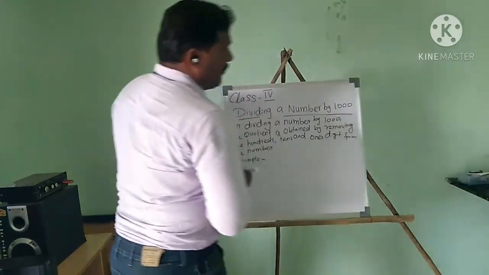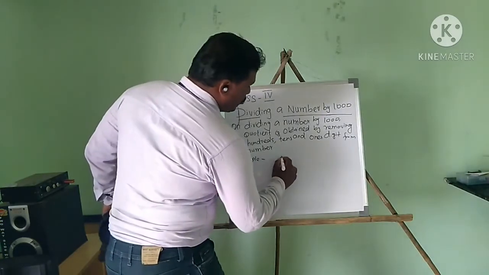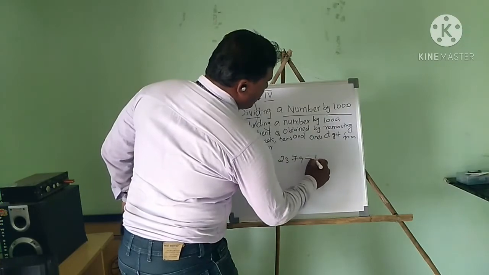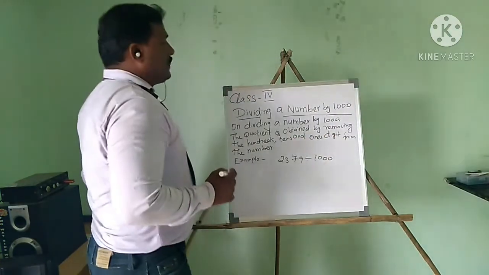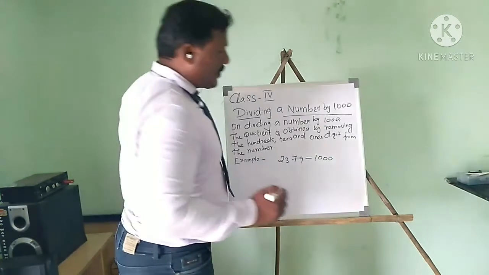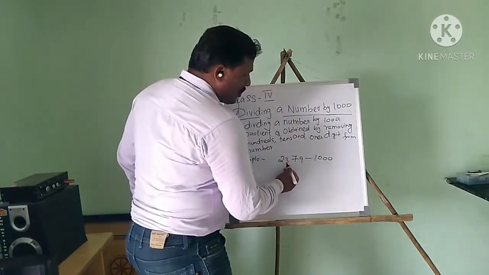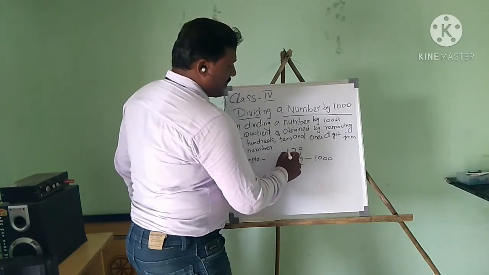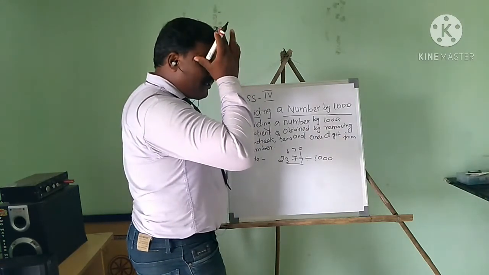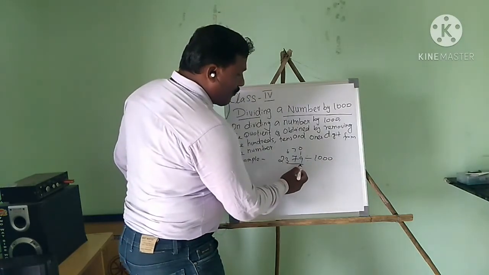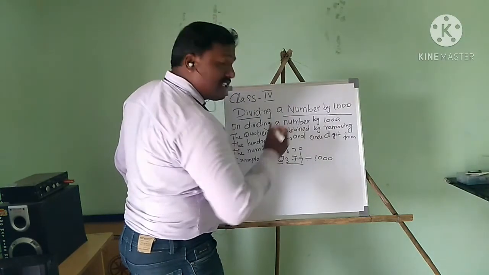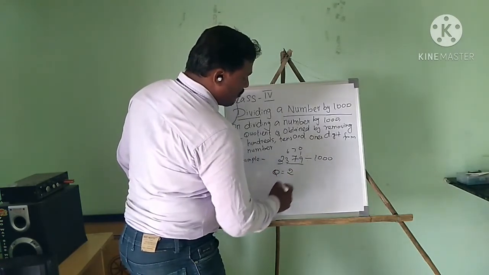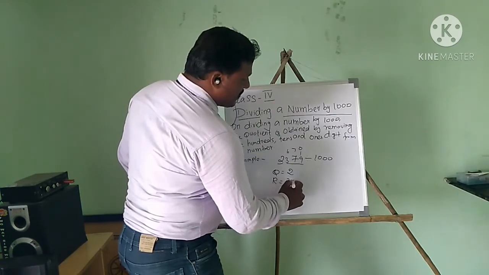Okay, I will take some number, 2379. When you divide by 1000, how do we find the quotient and remainder? As per the rule, you have to remove the last three digits. It's the ones place, the tens place, the hundreds place. So you remove the three place values, which form the remainder. The remaining digits are the quotient. So Q is equal to 2, then R is equal to 379.